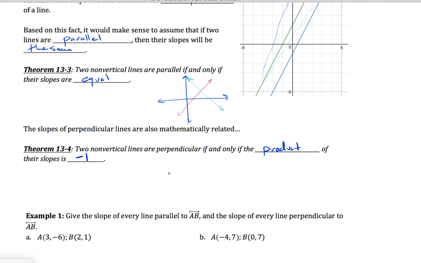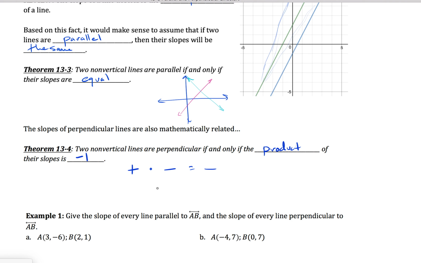The product of their slopes is -1. How does that happen? Well, first of all, product means we're going to multiply two things. And like we kind of already discovered just looking at this quick sketch, if you're going to multiply two things and get a negative answer, you know that one of them will be positive and one of them will be negative, right? Because a positive times a negative gives you a negative. So we know that the signs of those two lines will be opposite one another.